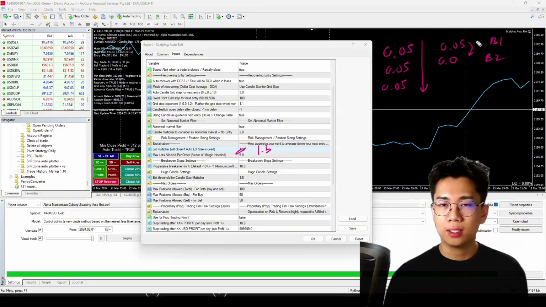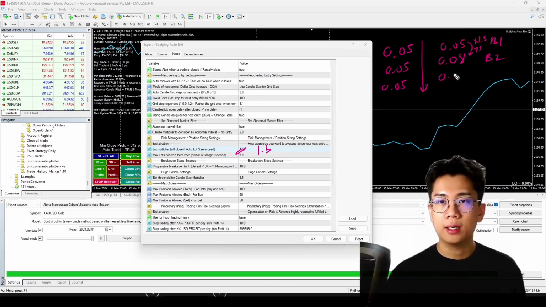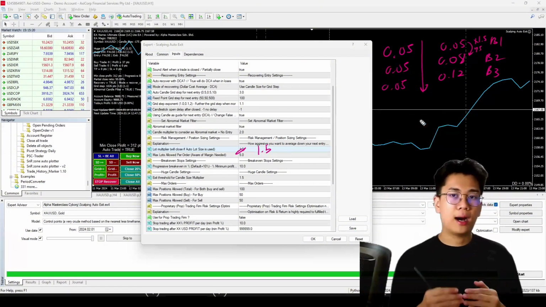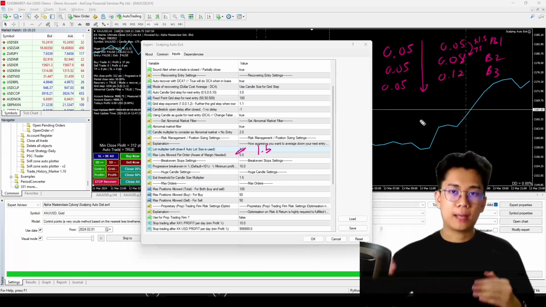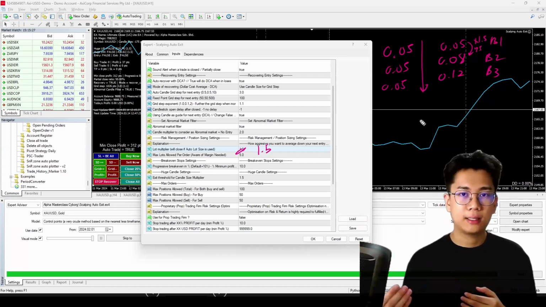This goes here times 1.5, becomes 8, right? 75.75, then becomes 8. And then the next one will become 0.8 times 1.5, equal to 1.2 for your third trade. And that means that you are increasing the lot size bit by bit to cater to the market.